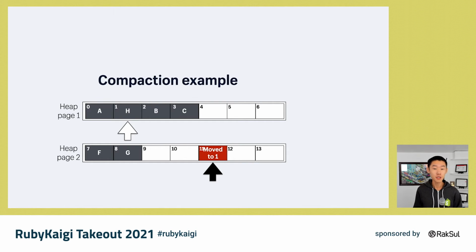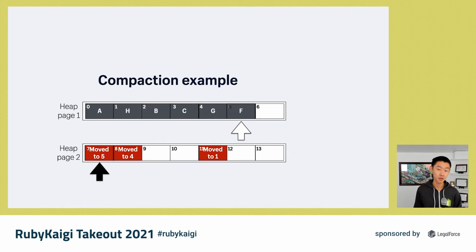Let's move the free cursor forward and the compact cursor backwards. We move object G to slot 4 and leave a forwarding address. Let's move the free and compact cursors again. We now move object F to slot 5 and leave a forwarding address. Let's move the free and compact cursors again. The two cursors have now met, meaning that the compaction step is now complete. But we're not done yet. We must do the reference updating step.